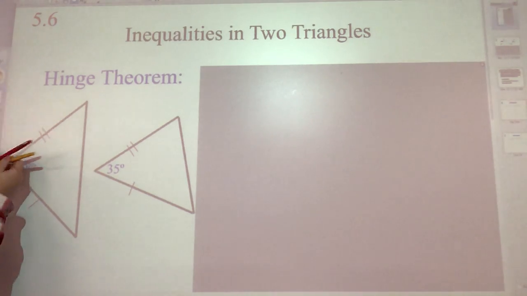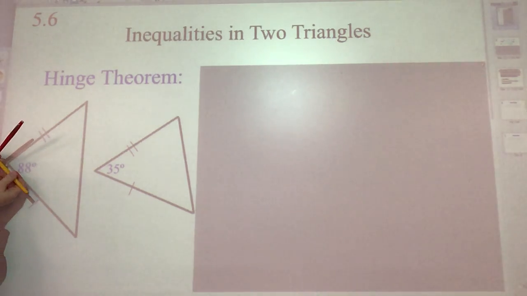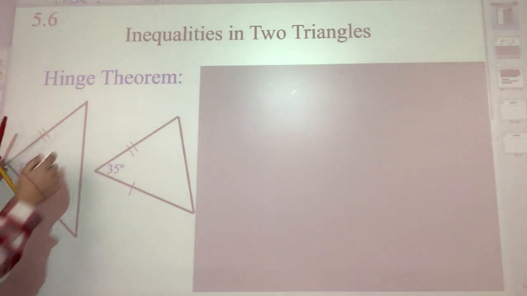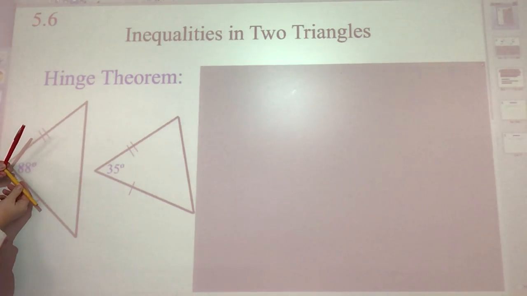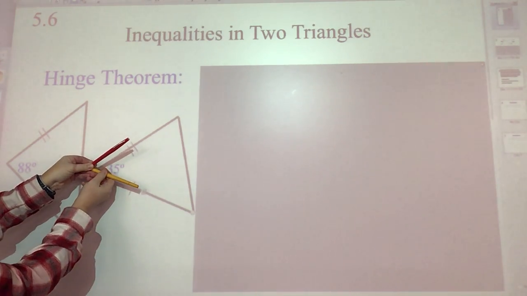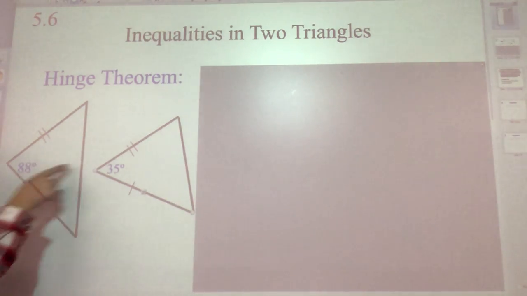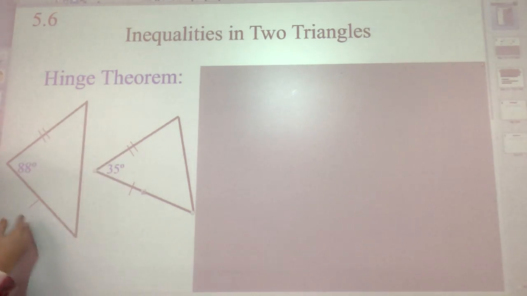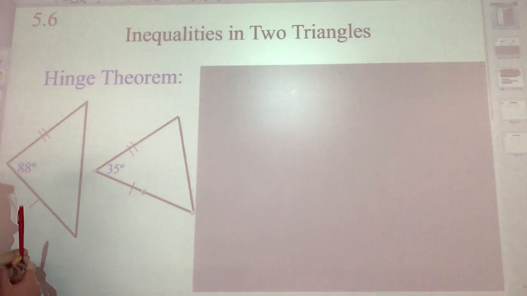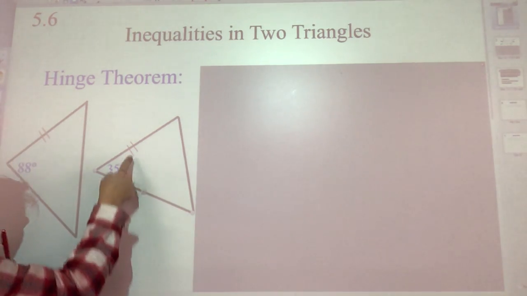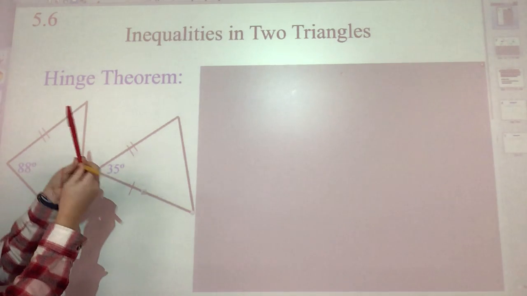The hinge theorem says if this is an 88-degree angle, can't you tell that this side across from it is going to be way bigger than the side across from a 35-degree angle? It says if this angle is bigger than that angle, then the only possible option is for that side to be bigger than that side. Only if the two sides that you're comparing are congruent.